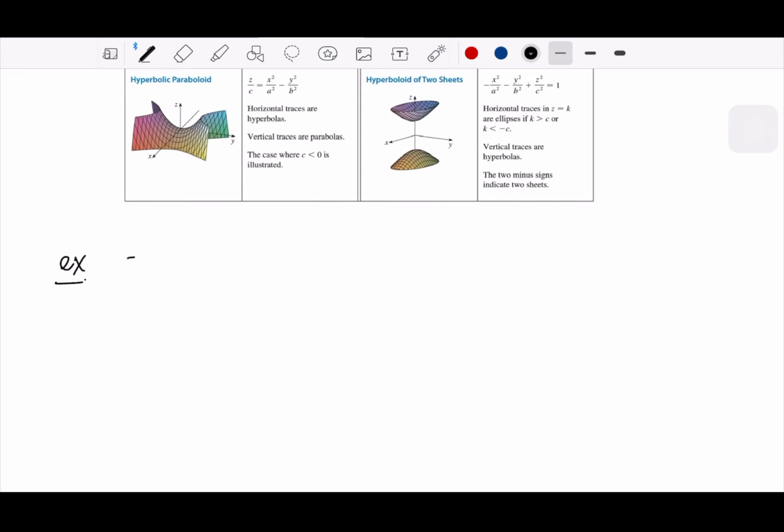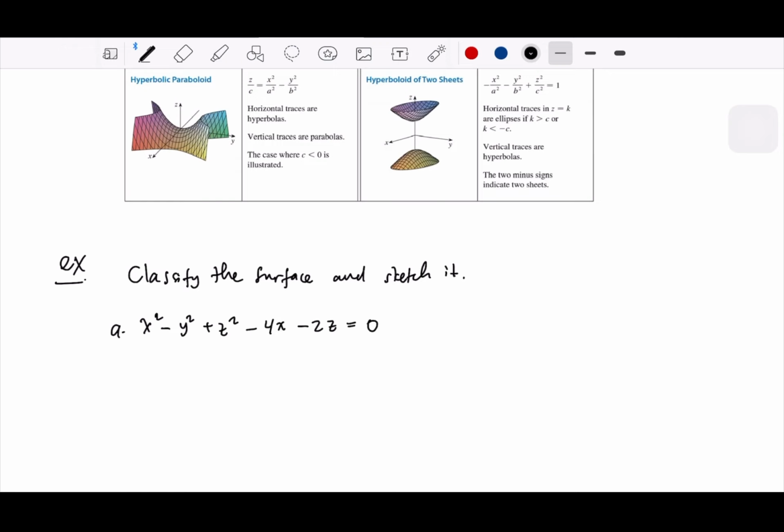Okay, let's try some examples. This is how to classify the surface and then sketch the surface. So let's write some equations, determine the surface and sketch. First, you can try to simplify the form. We group all the variables into each one, and we can solve it. And then the other question, number B.